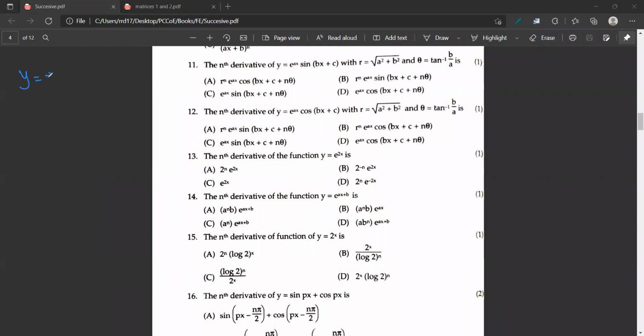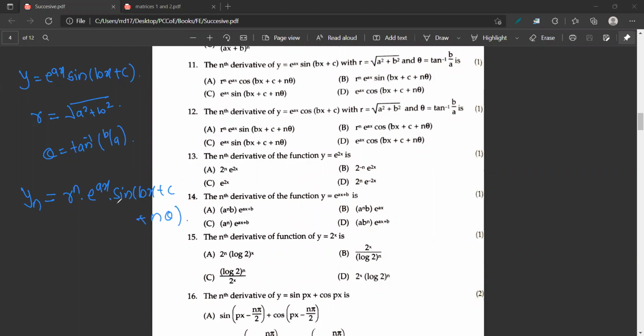If y is equal to e raised to ax into sine of bx plus c, what is the value of r here? Keep in mind r is equal to the square root of a square plus b square, and theta is equal to tan inverse of b by a. So what is the yn? Yn, we know that it is equal to what? Tell me, I want the answer from your side. It is r raised to n into e raised to ax into sine of bx plus c plus n theta.